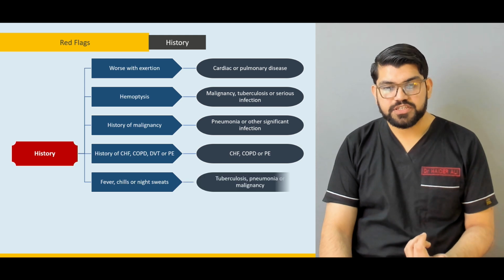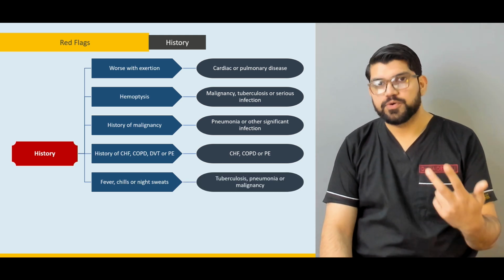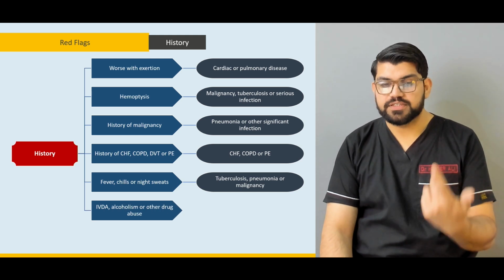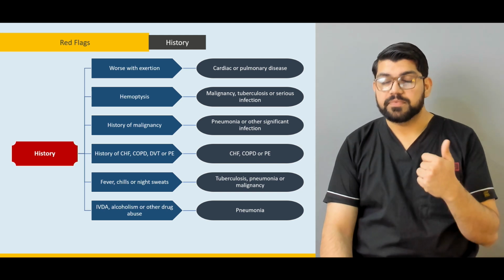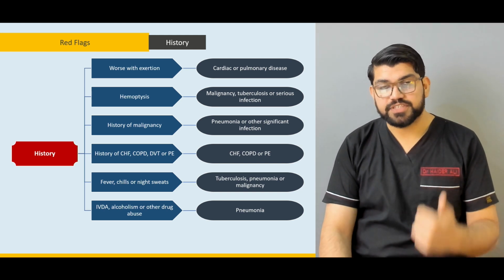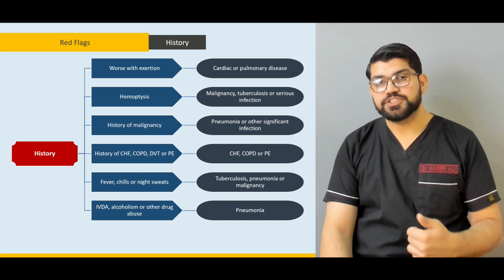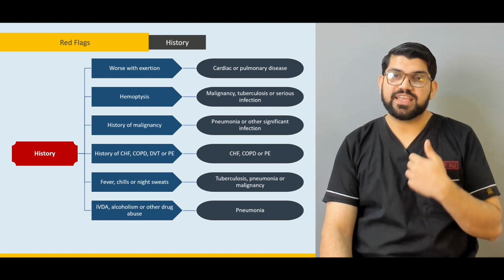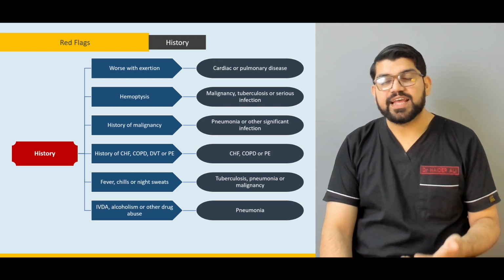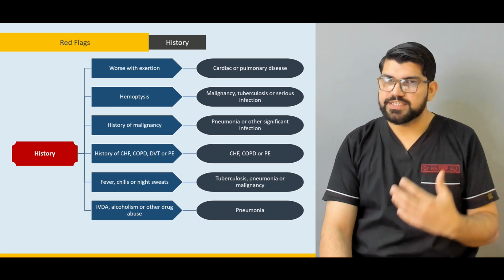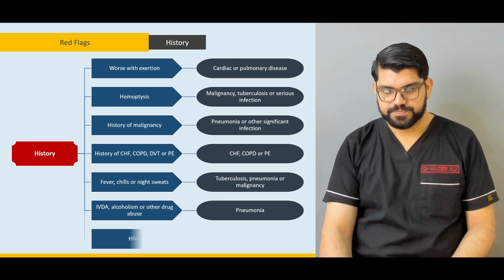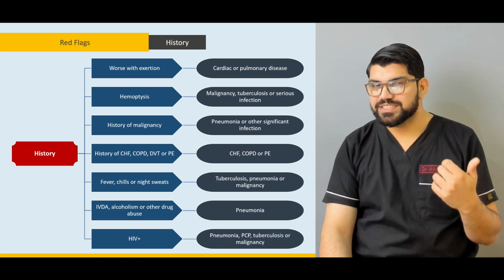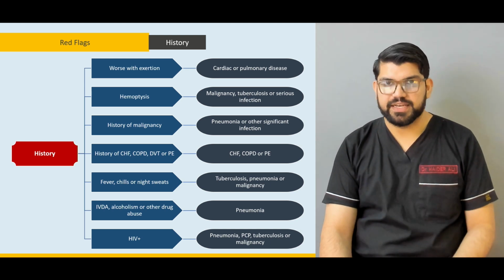Fever, chills, and night sweats: tuberculosis, pneumonia, or malignancy. Intravenous drug abuse, alcoholism, and other drug abuse: pneumonia. Mind you, they can present with aspiration pneumonia. Patients who are passed out because of drugs can have symptoms of vomiting that at times can be aspirated because of the patient's decreased mental status. HIV positive: think of pneumonia, pneumocystis pneumonia, tuberculosis, and malignancies.